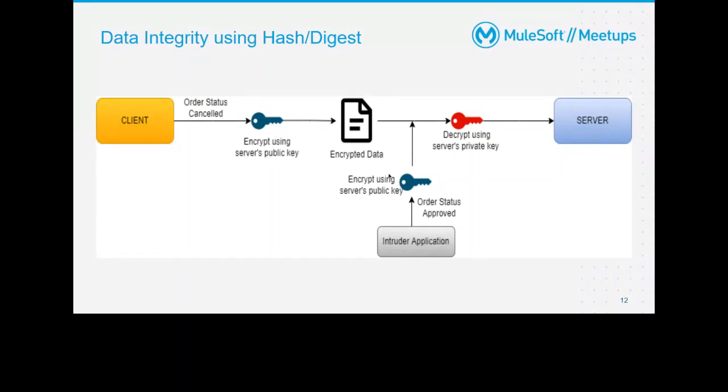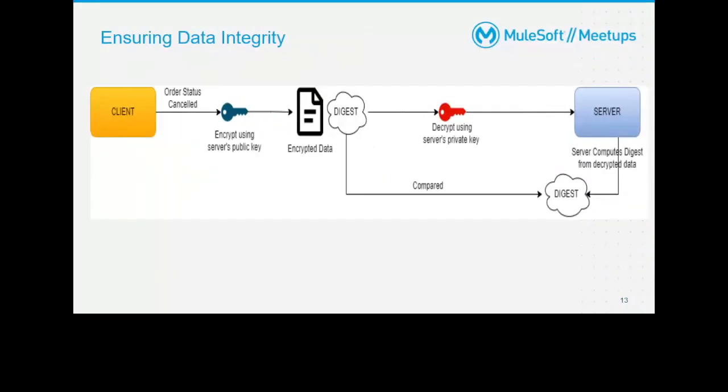Now let's say in between, over this communication channel or link, an intruder application came. Since the server's public key was accessible over this network, the intruder application wrote a message like order status approved, and encrypted that message using the server's public key. Now the server received this message, but ideally, it should have received order status cancelled, and it is receiving order status approved. This is totally wrong. This should not happen.